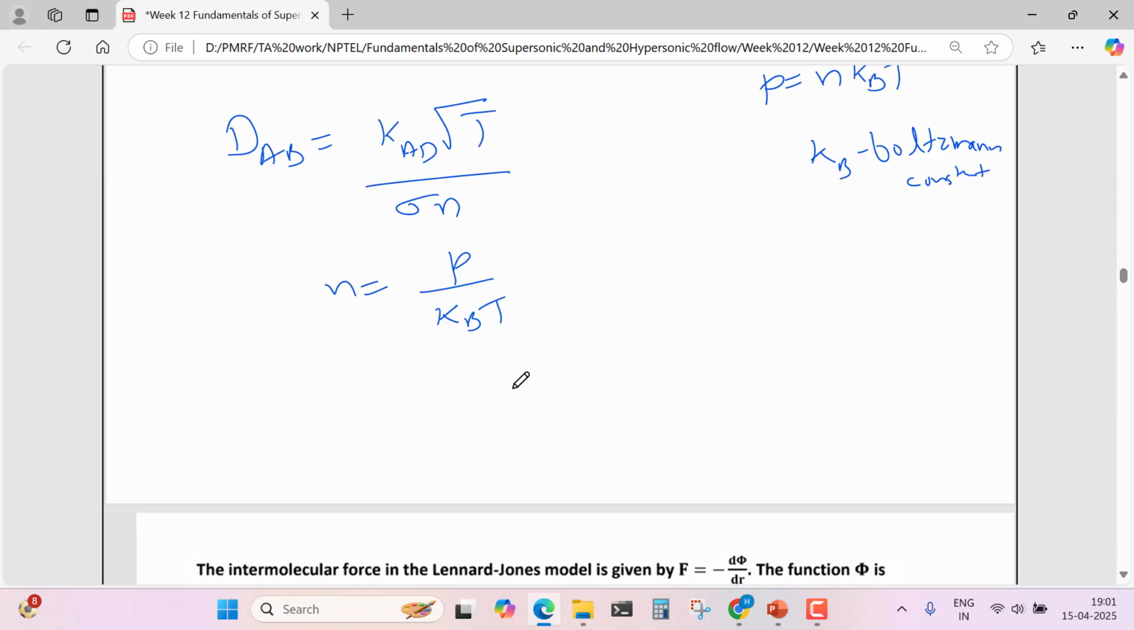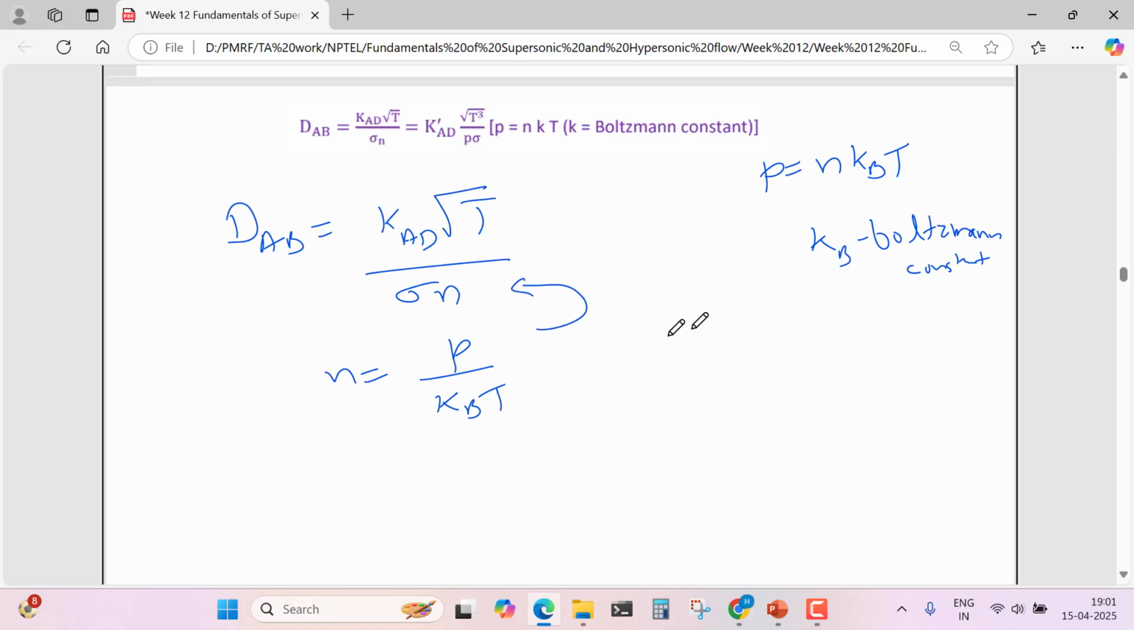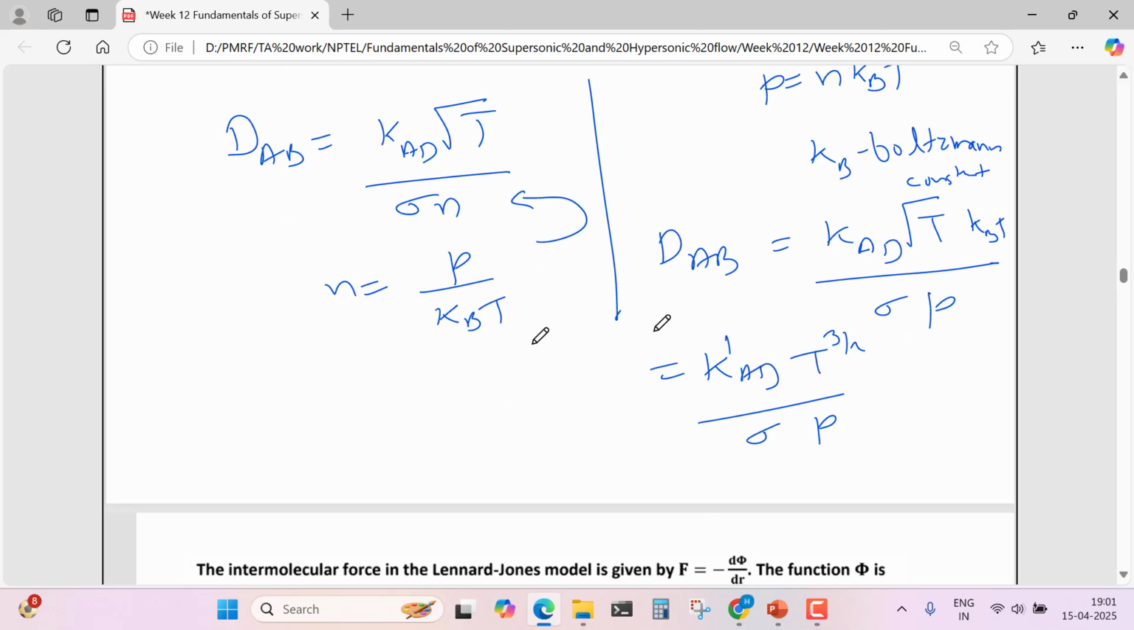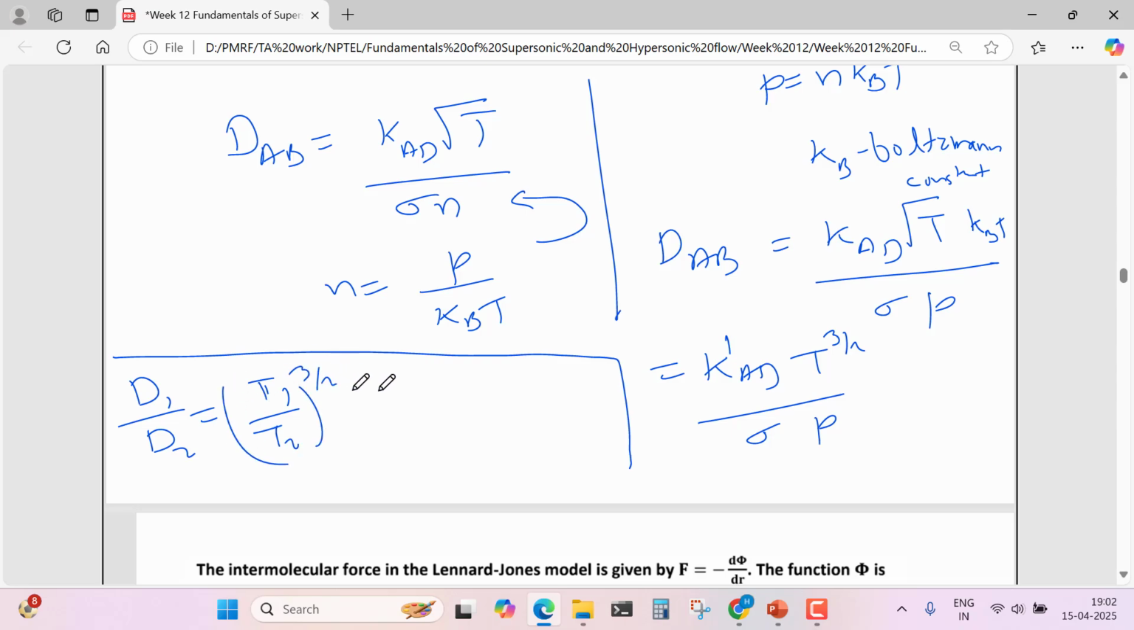We will substitute this N here. We will get DAB equal to KAD under root T into kBT upon sigma P. KB and KAD both combined can be written as K dash AD T to the power 3 by 2 upon sigma P. So if we want to write the equation for T1 upon T2, it will be written as T1 upon T to the power 3 by 2 and P2 upon P1 to the power 1.